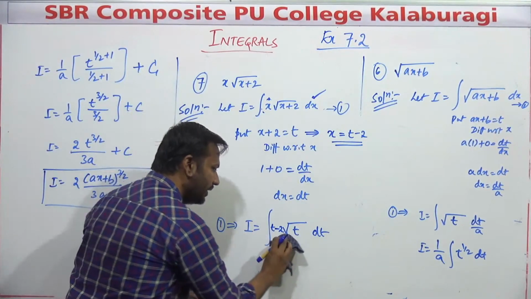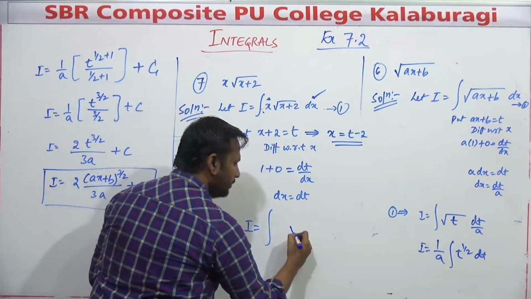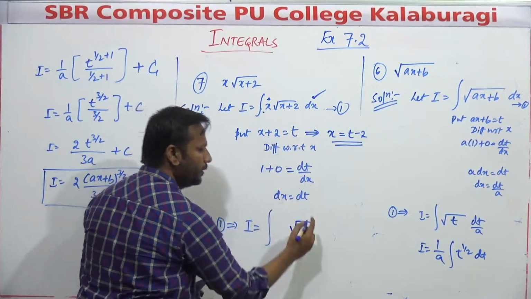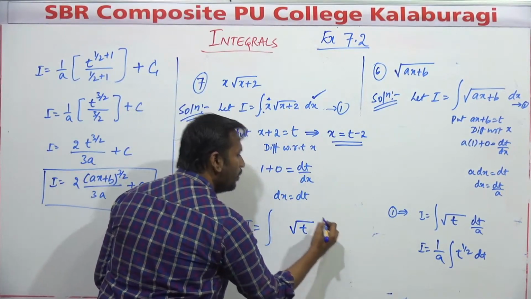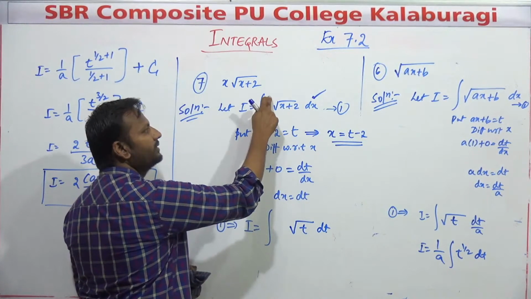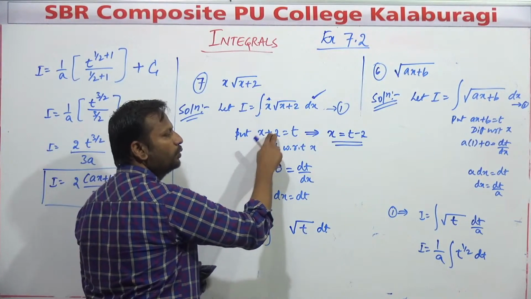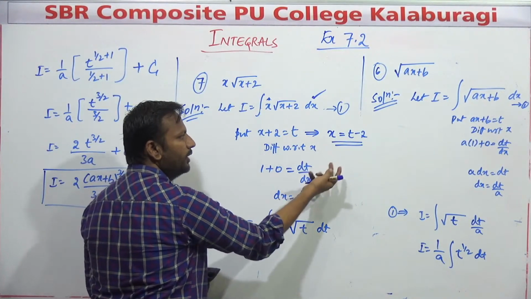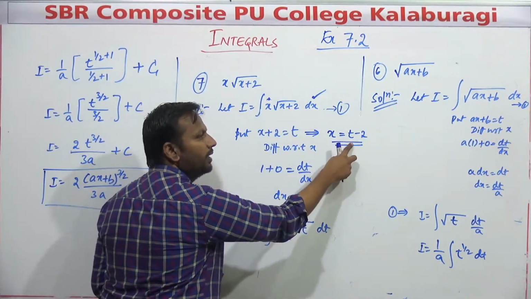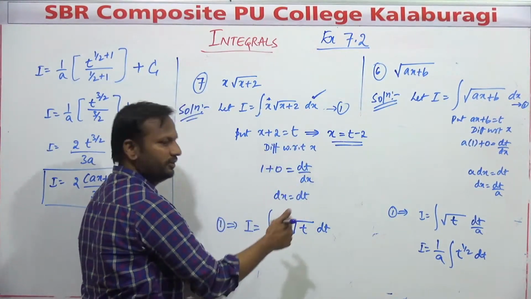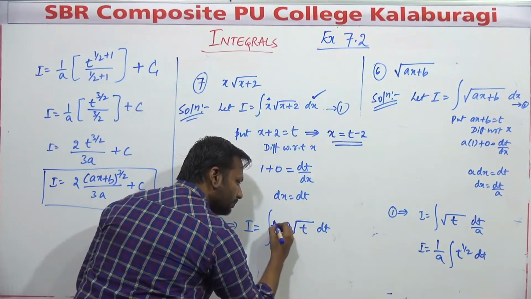Now totally it becomes what here? Let me write clearly here. Root x plus 2 I took as t, and dx we know as dt. And how to do this x here? For this x, let me take 2 towards the right side. So it becomes what here? x is equal to t minus 2. Replace this x as t minus 2. How did we get this? By the substitution itself. So x I have to replace as t minus 2.